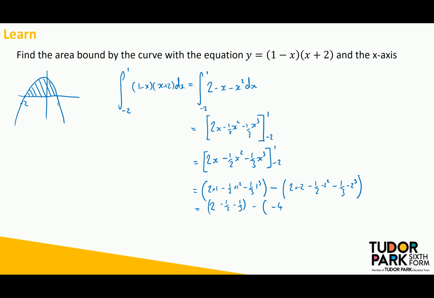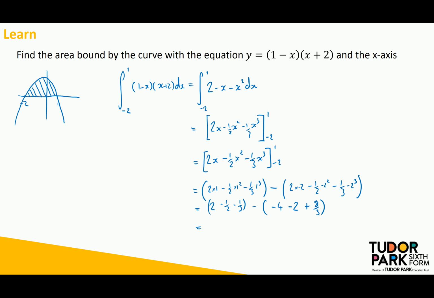And in the second bracket, being very careful with the negatives, 2 lots of minus 2, that's minus 4. Minus a half, lots of negative 2 squared. Negative 2 squared is 4 positive, times by the negative half is going to give me negative 2. And then finally I've got negative a third, lots of negative 2 cubed. Negative 2 cubed is negative 8, times by the negative third gives me plus 8 over 3.